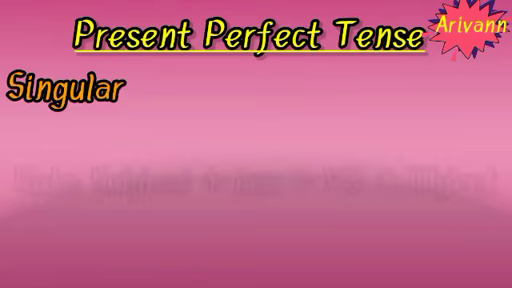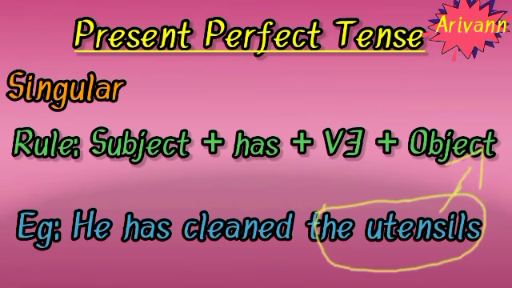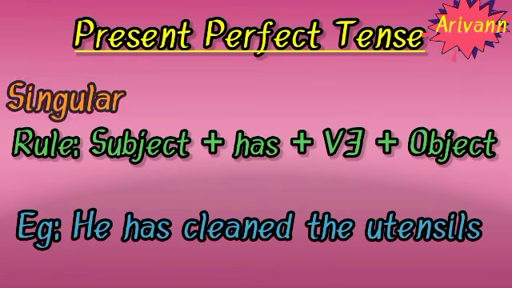Now let's move on to the present perfect tense. How to form present perfect tense in singular. If the subject is singular means you need to follow this rule. Okay. See the example. He has cleaned the utensils. Here he is the subject and you need to add has. He has. Next one is cleaned. Cleaned is the verb 3. So you need to add verb 3. Then the object, the utensils. So to complete the sentence for present perfect tense, you need to follow the rule: subject plus has plus V3 plus object.